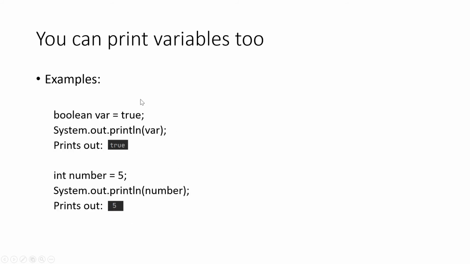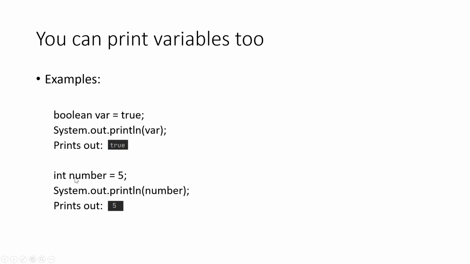You can even print variables as well. So, for example, Boolean var equals true. If you assign a variable as a Boolean and give it a value, in order to print out the value of the variable to the screen, you must put the variable name inside the parentheses. So you have to put var inside the parentheses if you want the value of the variable to be displayed, and it'll print out the value of the variable, true.